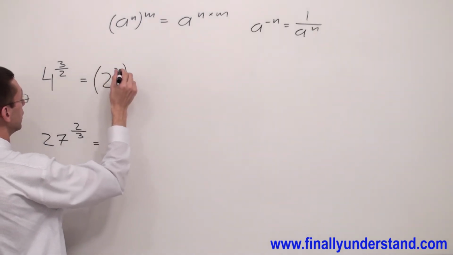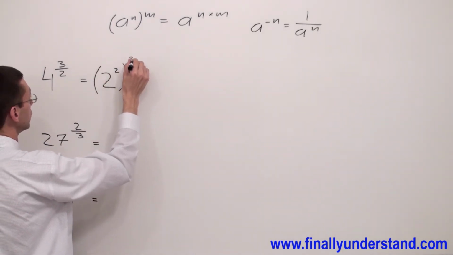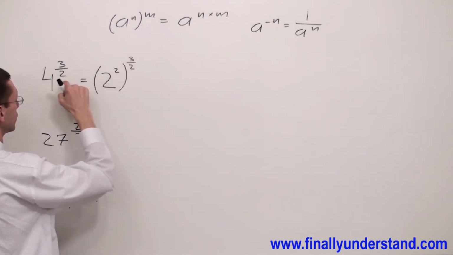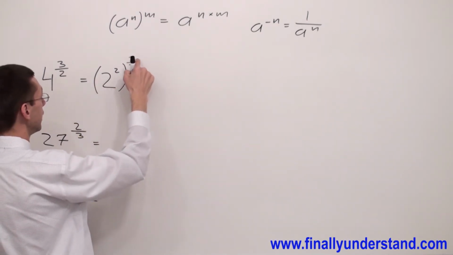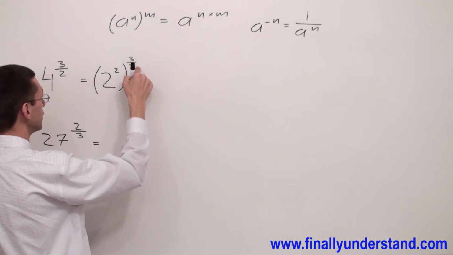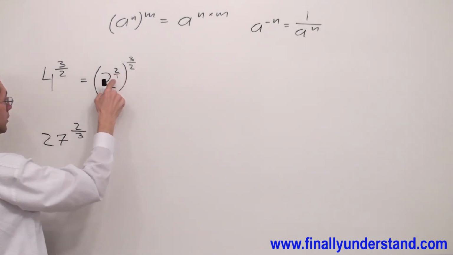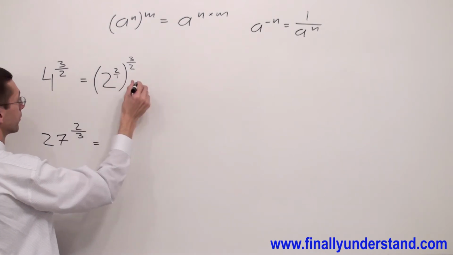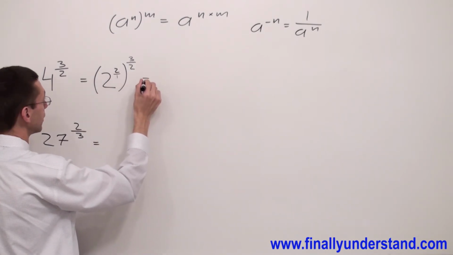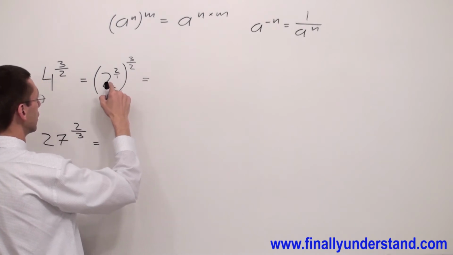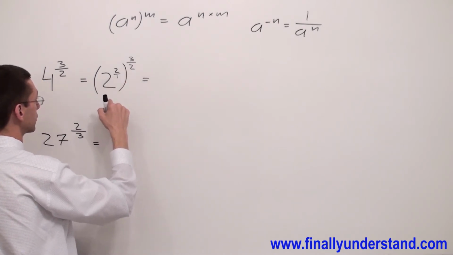And I have exponent 3 over 2. You're supposed to keep this exponent. Next, I have a fraction outside of the parentheses. That's why I'm going to convert the number inside of the parentheses also to a fraction. Next, you have to multiply these fractions, okay?